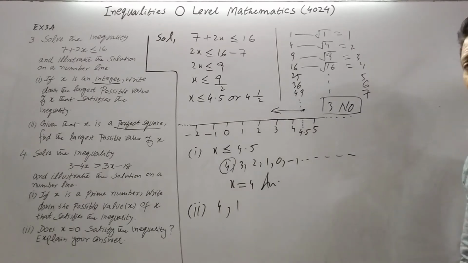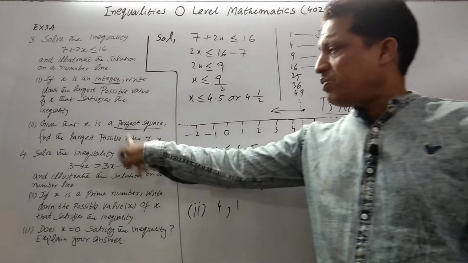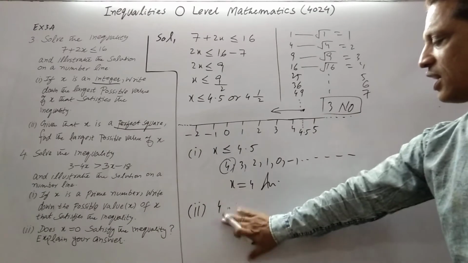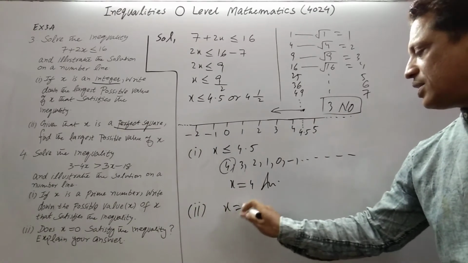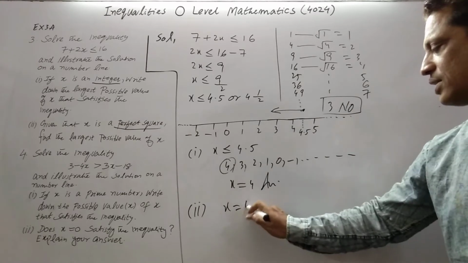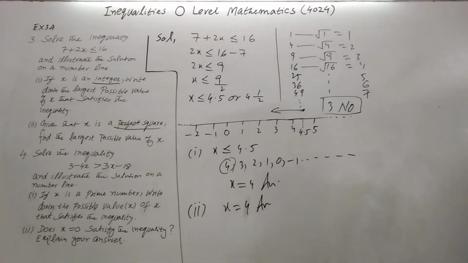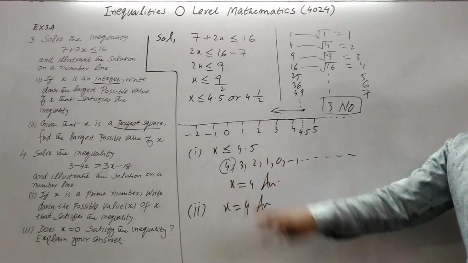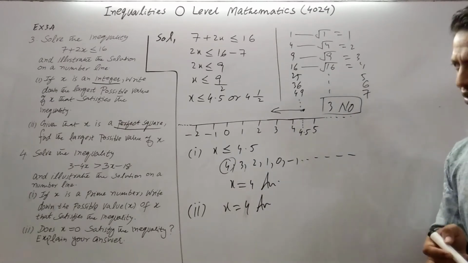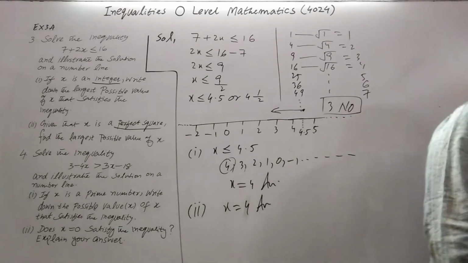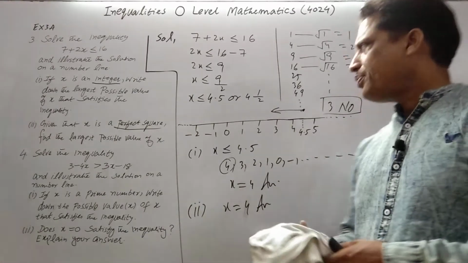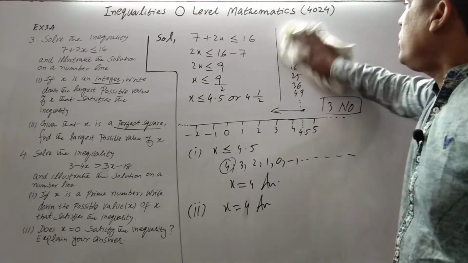But the requirement is to write the largest possible value of x. Obviously the largest possible value of x is 4. Therefore x equals 4 is the answer of part 2. Part 1 answer is 4 and part 2 answer is 4 as well. I hope you understand question number 3. This is the word problem of inequality. Now come to question number 4.